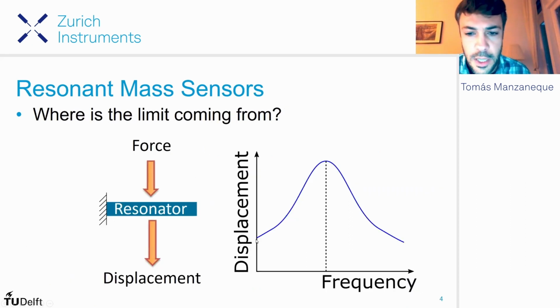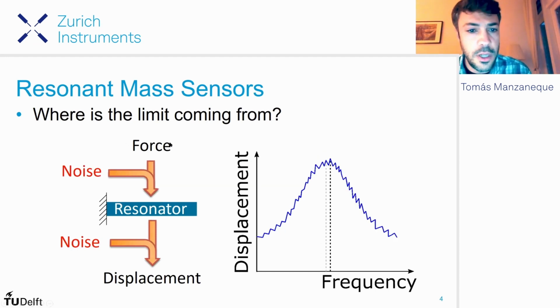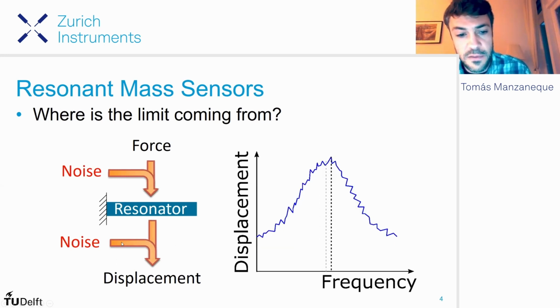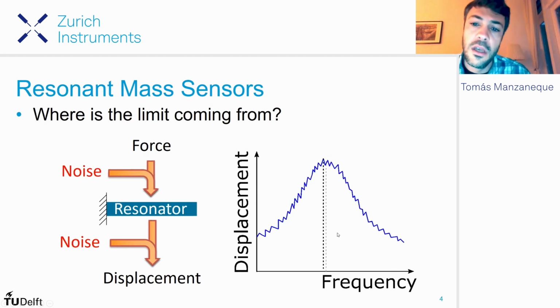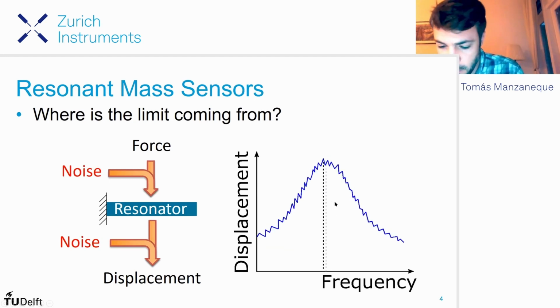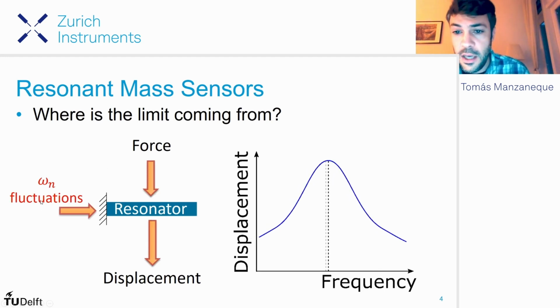So if we want to detect the resonance frequency of a resonator, we need to interrogate it. So we apply a force, and then we obtain its displacement. Right? But when we do this process experimentally, we're actually adding noise, because the signal that we apply will contain some noise, and also the displacement that we read will contain some noise from the instrumentation that we are using. So due to this noise added in our signal, we will have some uncertainty in the determination of the resonance frequency. In addition, we can have fluctuations in the resonance frequency that we cannot predict.